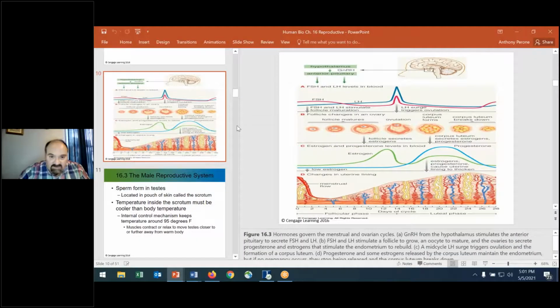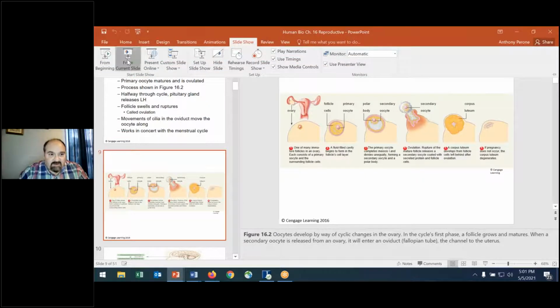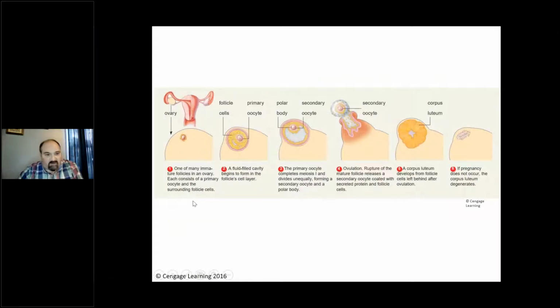And here also, let's see here. Yeah, so here we go. And so here's another nice image also that you don't have that I'm providing for you all from this text. And you'll see here one of the many immature follicles in an ovary. Each consists of a primary oocyte and the surrounding follicle cells. And again, what did we say? The tertiary follicle is what releases the ovum, the egg, upon ovulation, right?